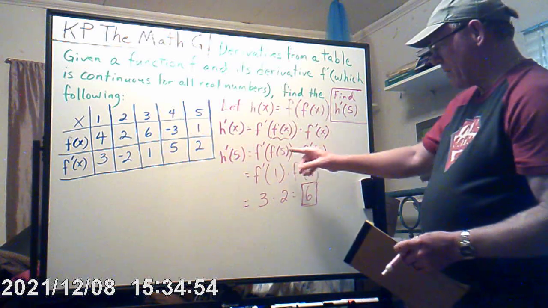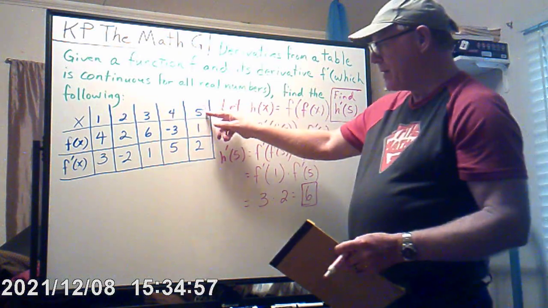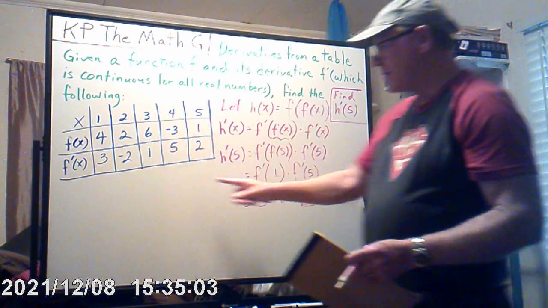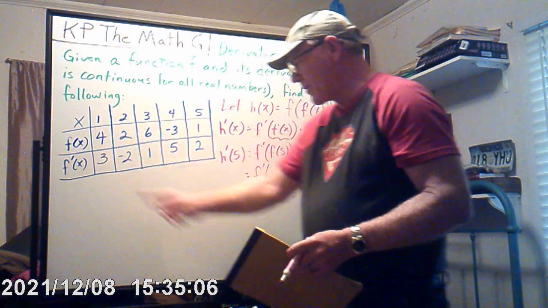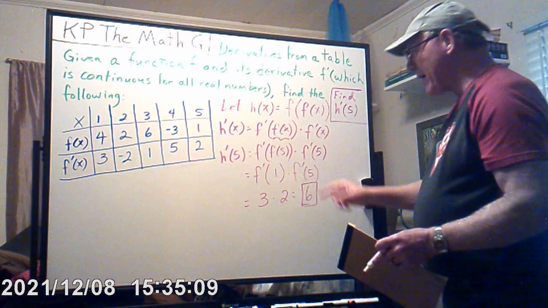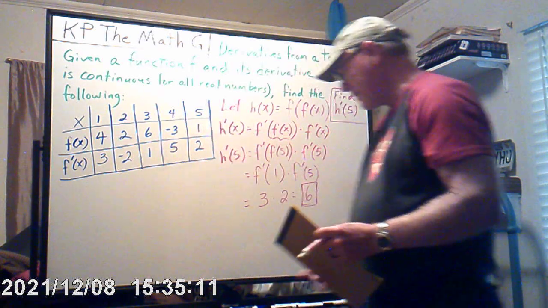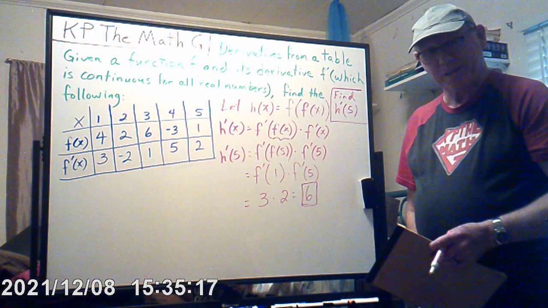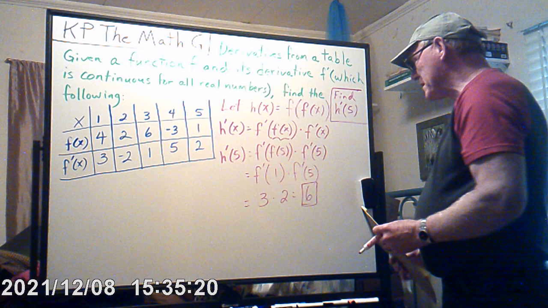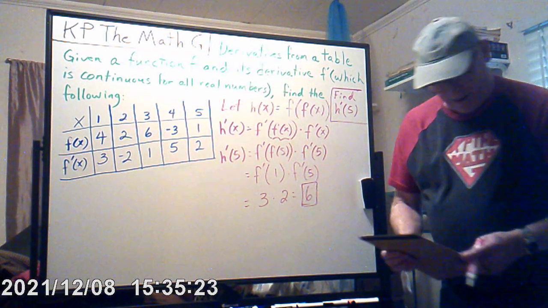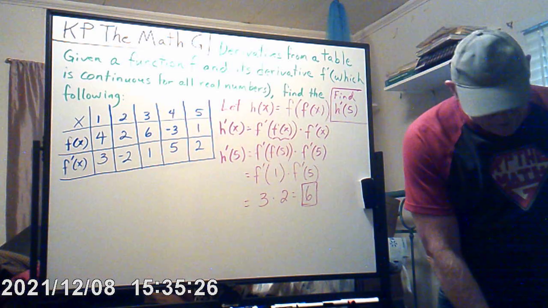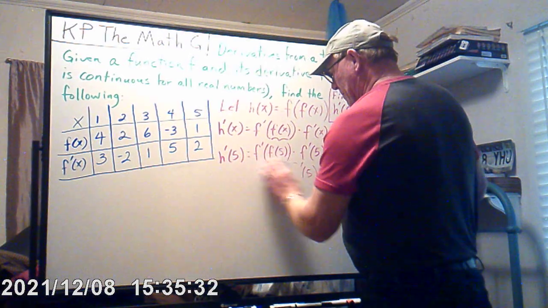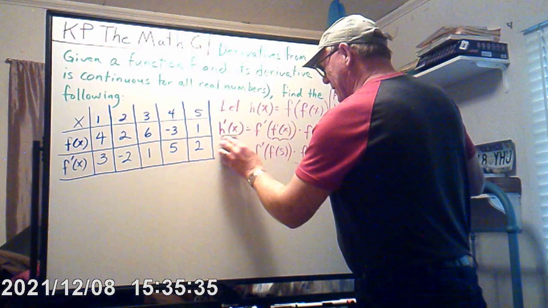Okay. So f at 5 is 1. F prime at 1 then is 3. F prime at 5 is 2, isn't it? 3 times 2 is 6. The chain rule. Okay, nice. I really like these. I want to do one more. I made it up myself. I think I made up this table here too, by the way.